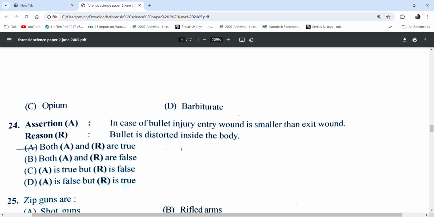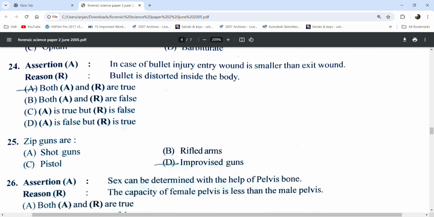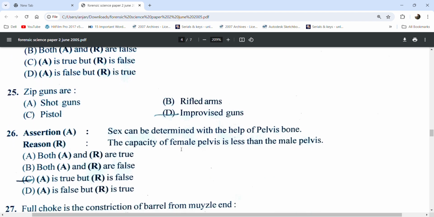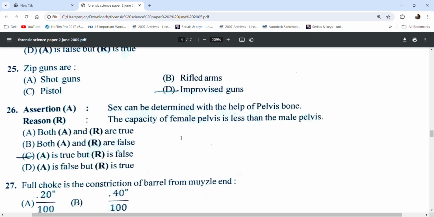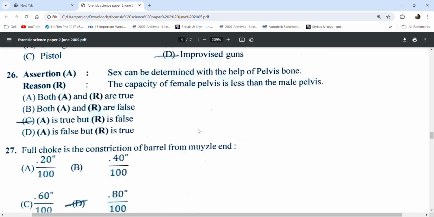Assertion A: In case of bullet injury, entry wound is smaller than exit wound. Reason R: Bullet is distorted inside the body. Both A and R are true. Zip guns are improvised guns. Assertion A: Sex can be determined with the help of pelvis bone. Reason R: The capacity of female pelvis is less than male pelvis. A is true and R is false, because female pelvis is wider than male pelvis.